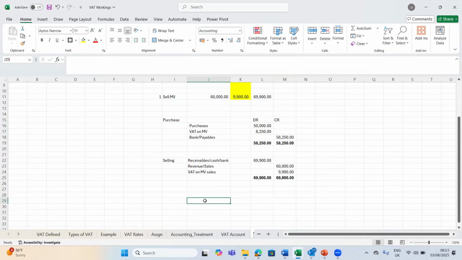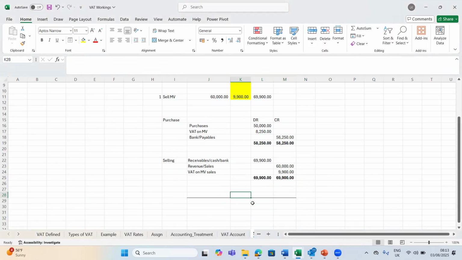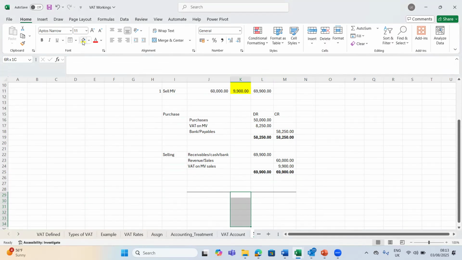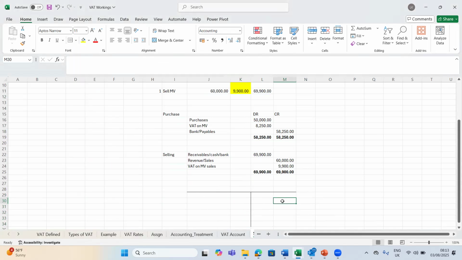If I create a T account, with a top border, and then I put something like that, right? So I've created a T account. I'll call it VAT. So I'll put all VAT entries into this account.